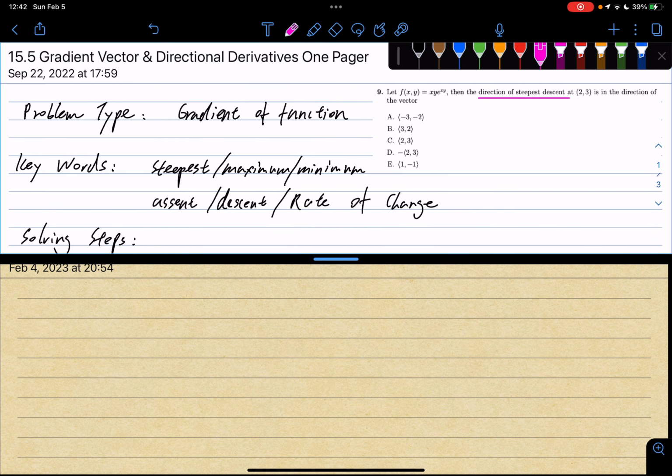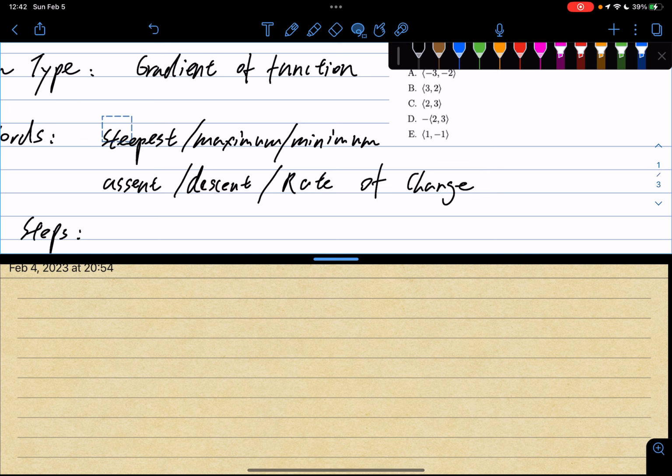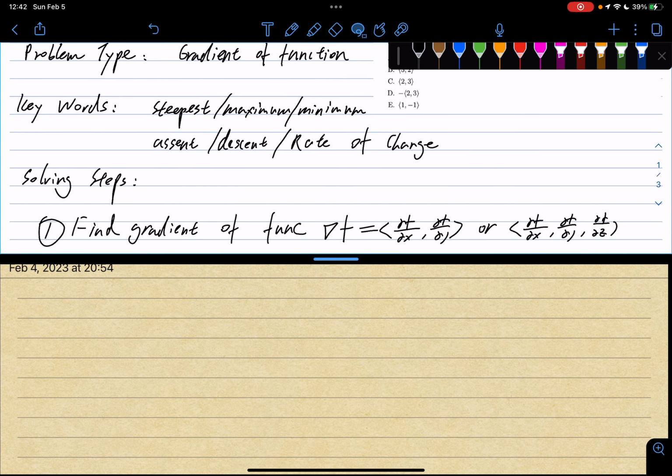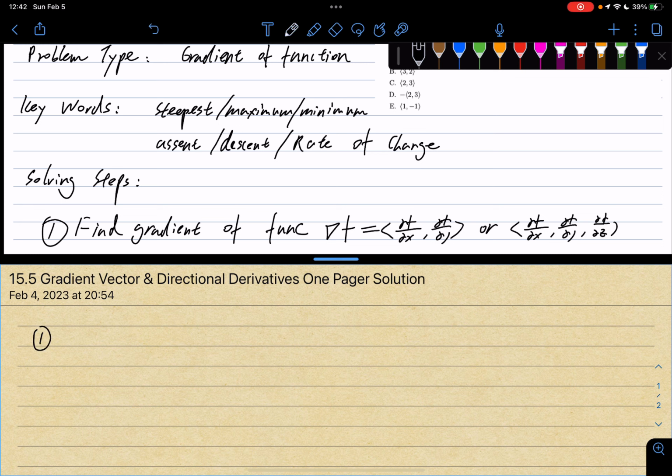So this is a gradient of the function problem, and then we have, let's say, steepest, maximum, minimum, ascent, descent. These are the words describing rate of change. So that tells us this is a gradient problem. If it's a gradient problem, we're going to find the gradient. So naturally, the first step is to find the partial derivatives.